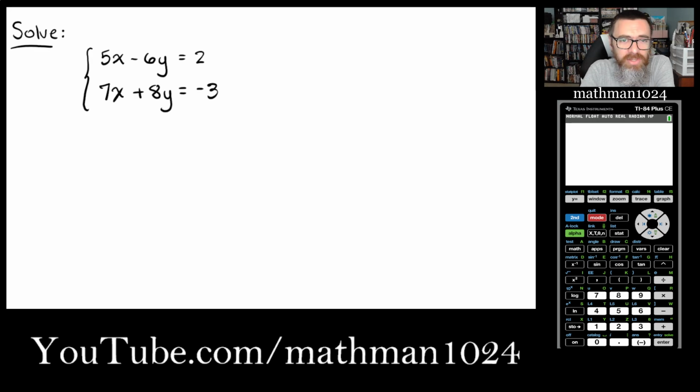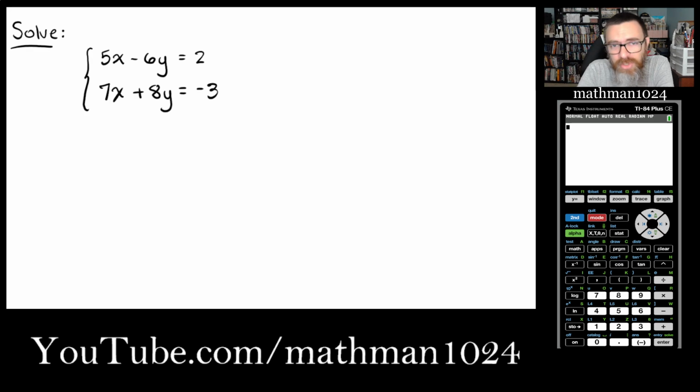Let's take a look at this system. Now you can see right away that nothing is going to eliminate. The x's don't eliminate, the y's don't eliminate. What I tend to do is look at the variable that already has coefficients with opposite signs. That should help us out, right?